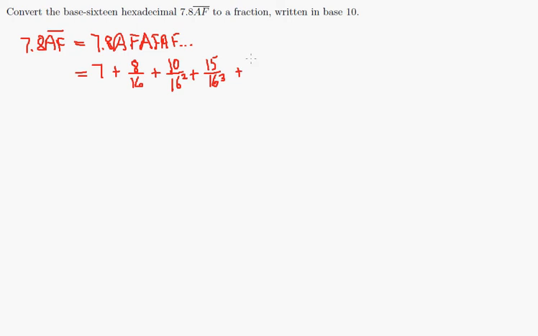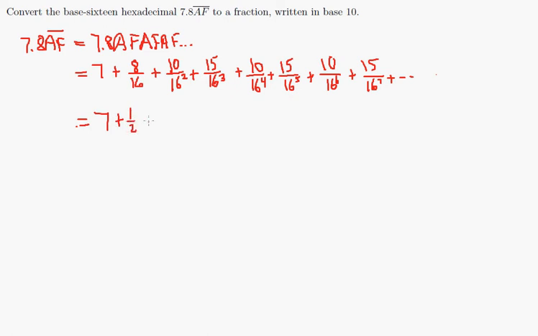And then 10 over 16 to the fourth, plus 15 over 16 to the fifth, and we go two more terms out, 10 over 16 to the sixth, plus 15 over 16 to the seventh, and so on. Okay, so we have 7 plus a half at the start.